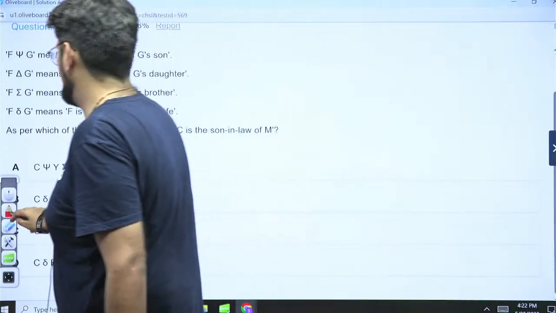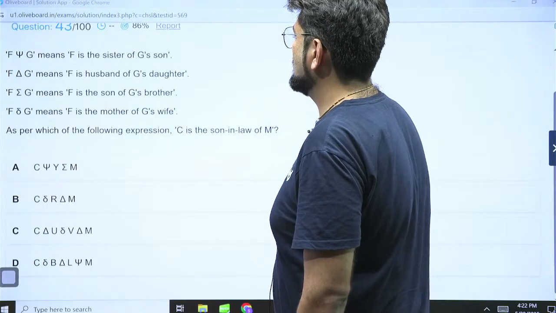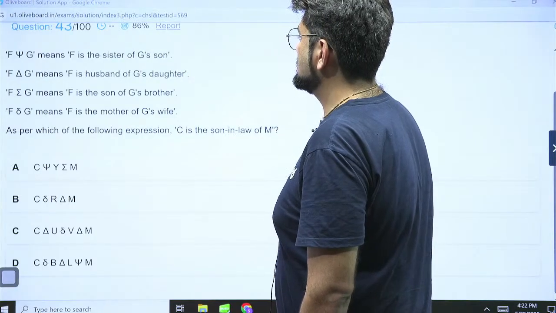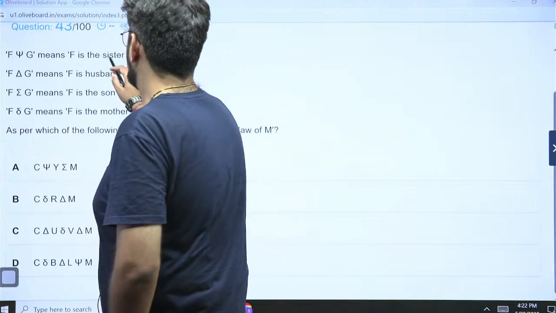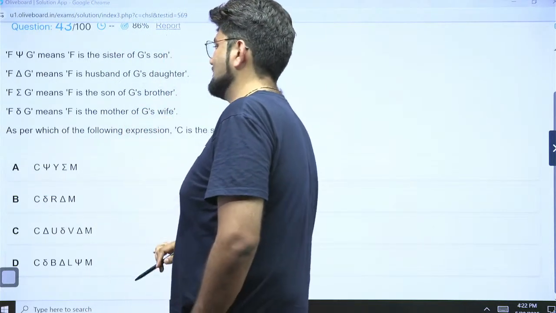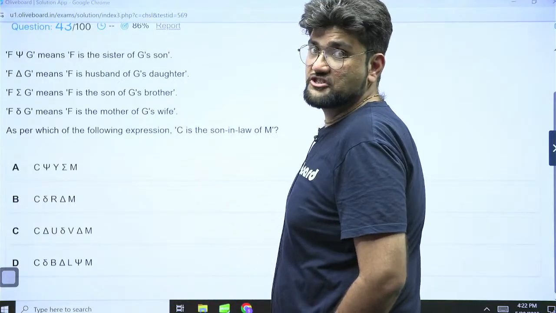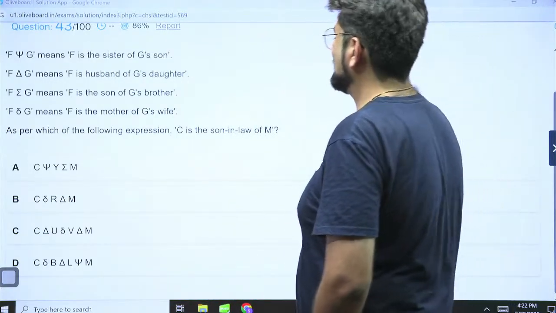C should be the son-in-law of M. This is an indirect blood relation, okay? Sister of G's son, husband of G's daughter, son of G's brother, mother of G's wife. That's how it is. This is not a direct single relationship. It's a multiple relationship. Now here you need to check for C is a son-in-law of M.